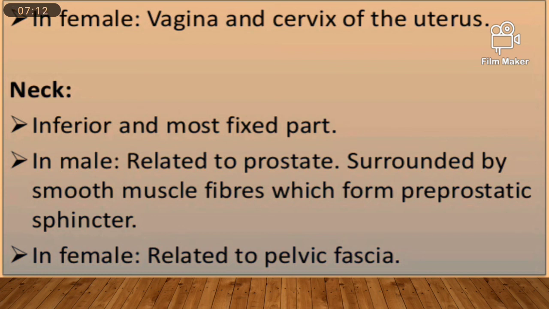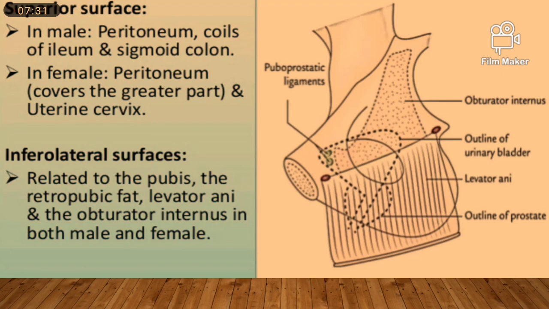Neck, the inferior and most fixed part. In the male, it is related to the prostate, surrounded by smooth muscle fibers from the pre-prostatic sphincter, and in the female, it is related to the pelvic fascia. The superior surface, in the male, is related to the peritoneum, coils of ileum and sigmoid colon, as you can see in the diagram.